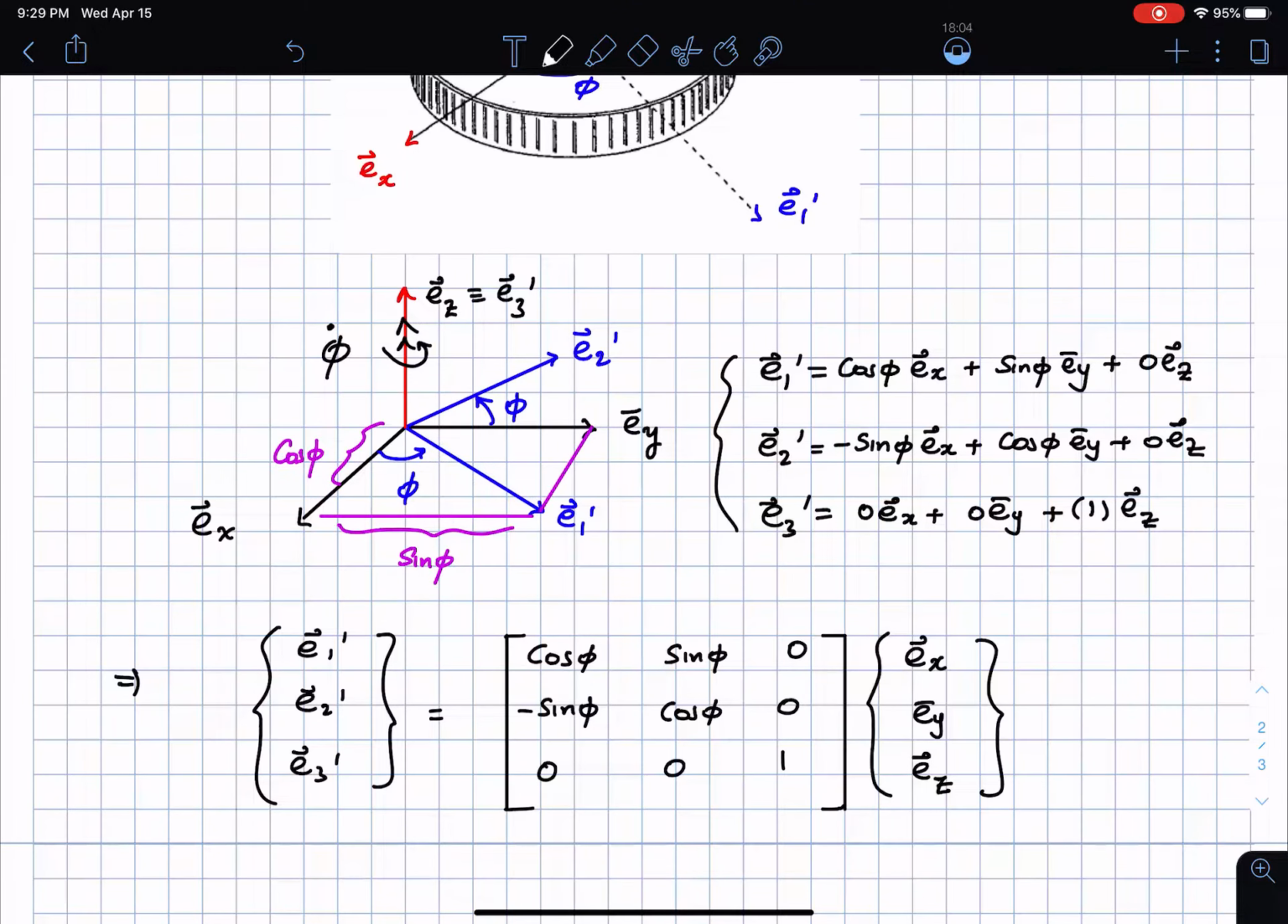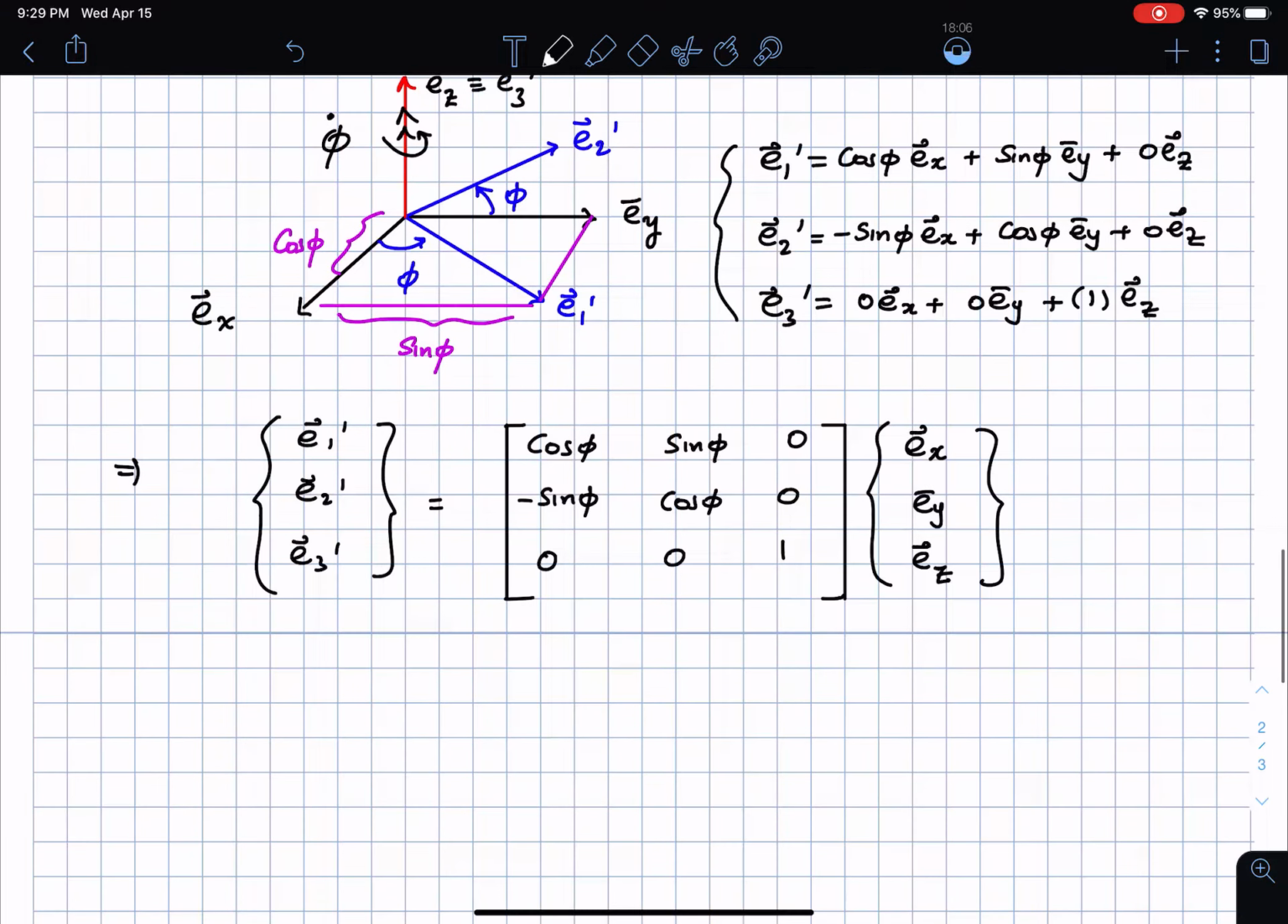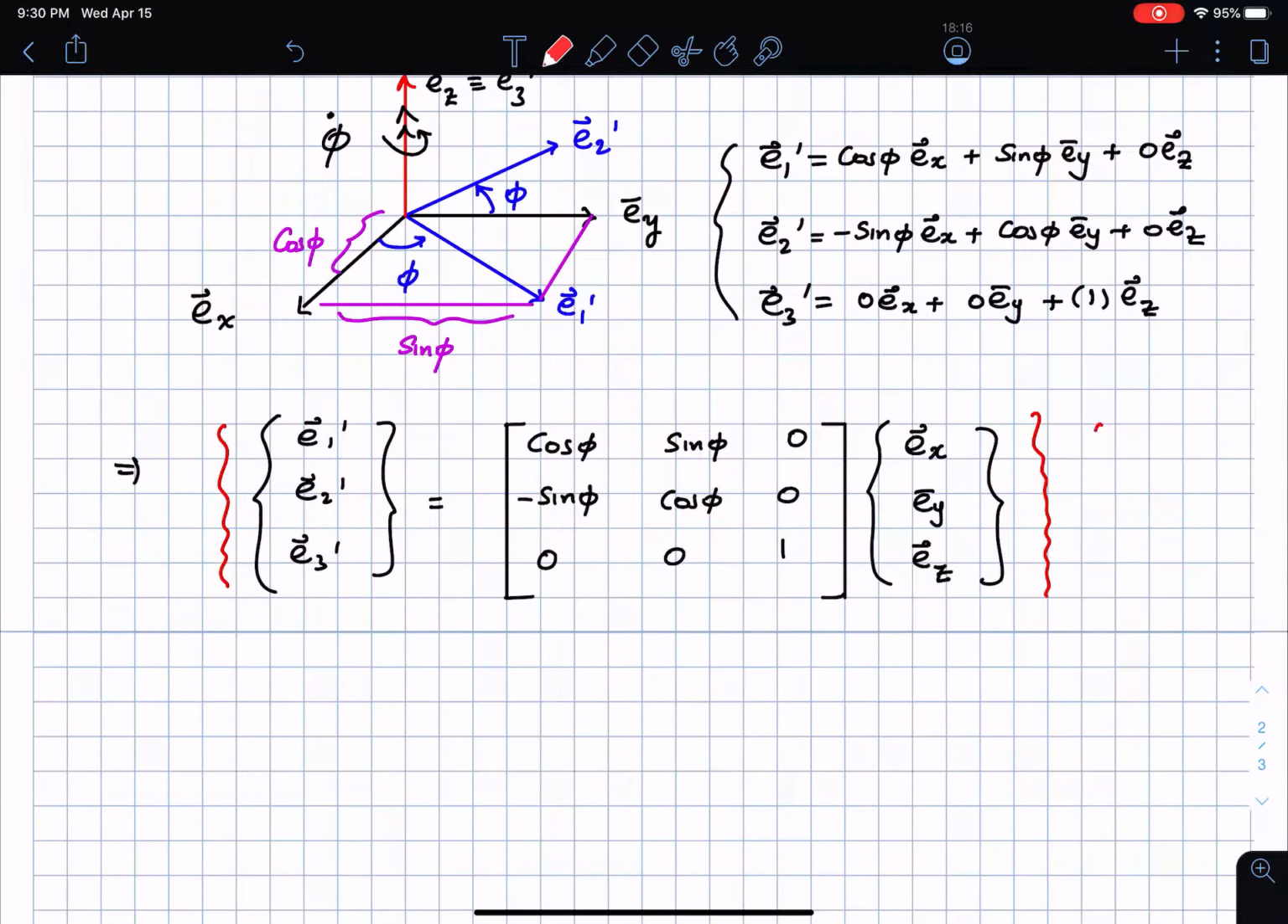And this is the first of the 3 rotations that we do. So this is the first rotation. I just want to rewrite that again. So this is the first rotation, and it's about EZ, or the 3 axis.